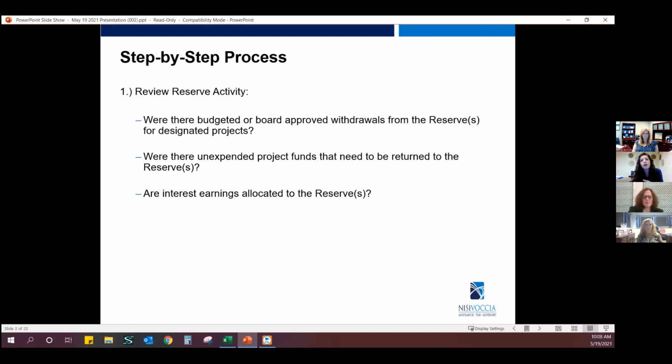So when I talk about activity, I want to know what type of things came out of your reserves and what type of things came in. So typically going out, we're going to see withdrawals from the budget or board approved withdrawals. And usually these withdrawals are for designated projects.